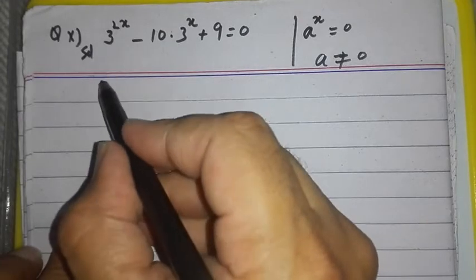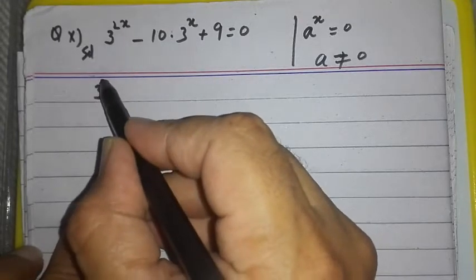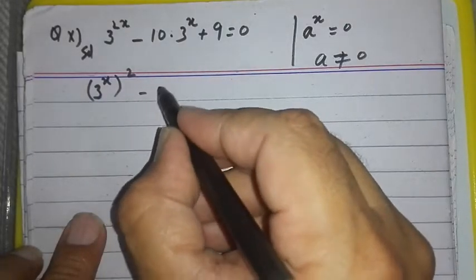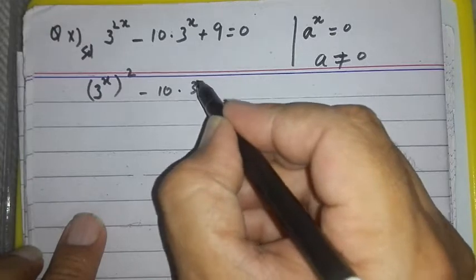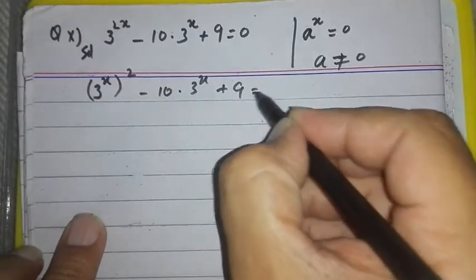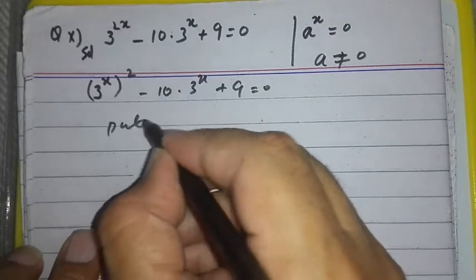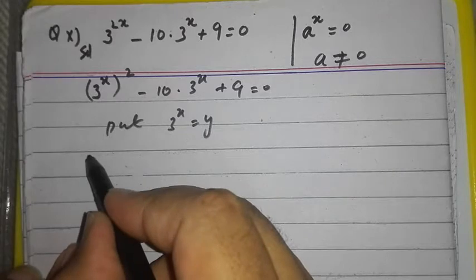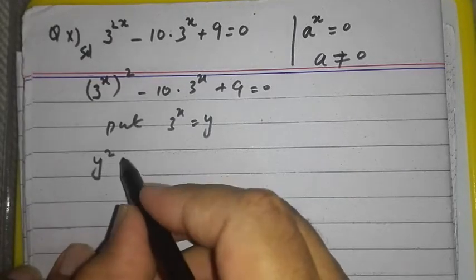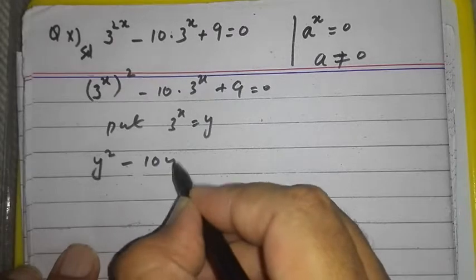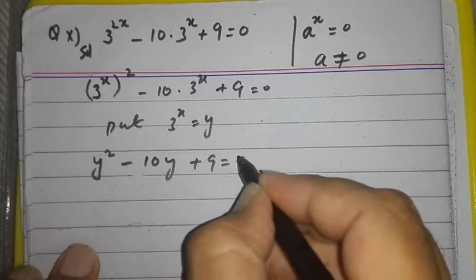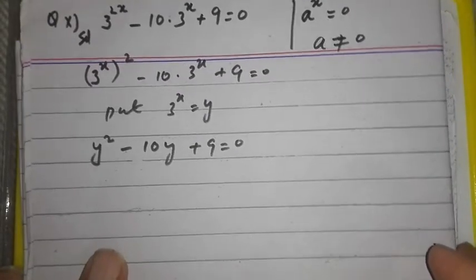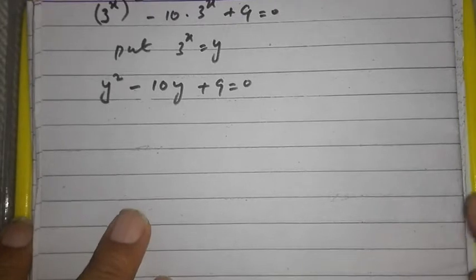We can write the above equation as (3 power x) whole square minus 10 into 3 power x plus 9 equals to 0. Put 3 power x equals to y. So we get y square minus 10y plus 9 equals to 0. Now this is a quadratic equation, and we will solve it by factorization.